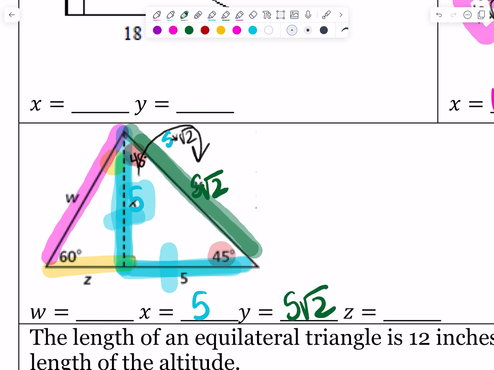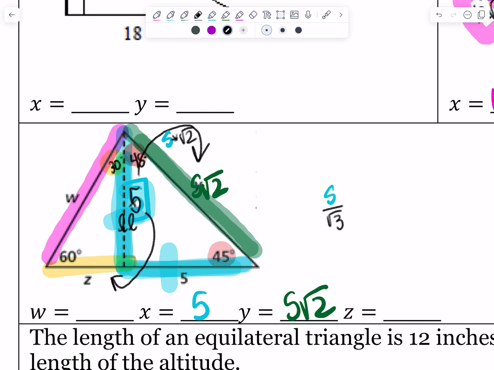Okay, why did I need to find this 5 first? Because in this 30, 60, 90 triangle, at the beginning, I only had 3 variables. So now that I know that this is a 5, I have the long leg. That is the long leg because this is 30 degrees. So how do I go from the long leg to the short leg? I'm going to divide by the square root of 3. So I'm going to do that over here real quick. That is going to be 5 divided by the square root of 3. So I'm going to write that right here, 5 divided by root 3.